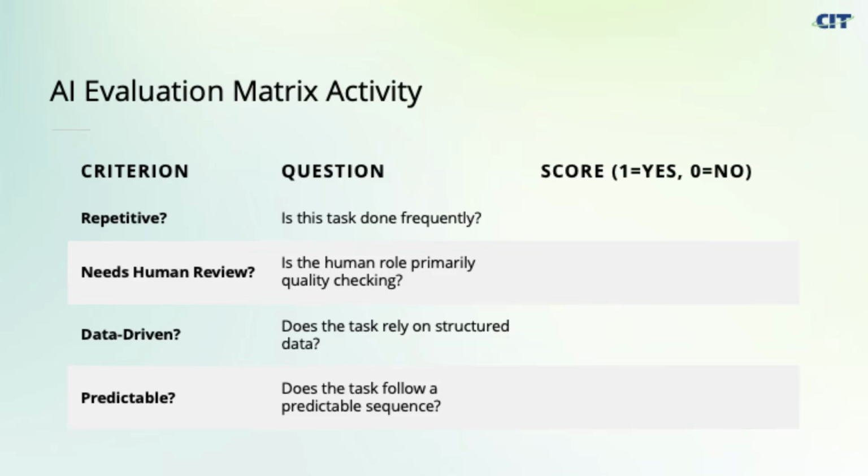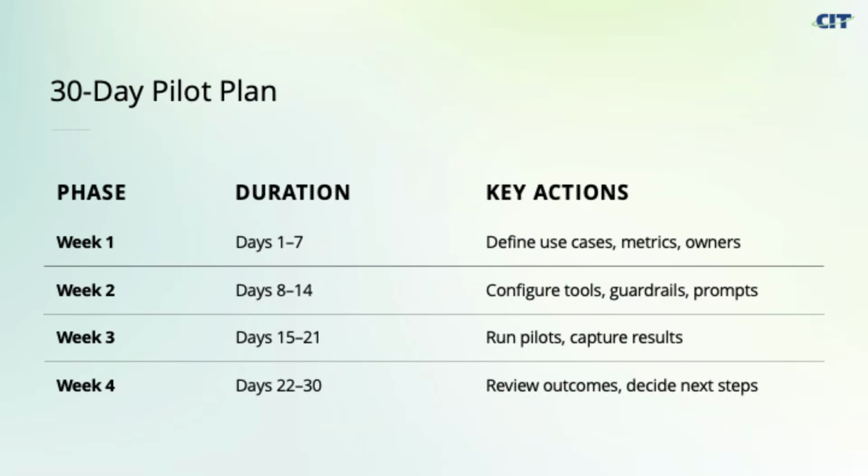Step 3 is to select pilot candidates. Focus on the tasks that you just scored as high value and low risk. Starting small and scaling gradually is the most effective strategy. Don't try to build the whole house on day 1, just focus on the foundation. Once you pick your 2 to 3 pilots, you need a measurable 30-day plan. Think of this as your pre-mission briefing.